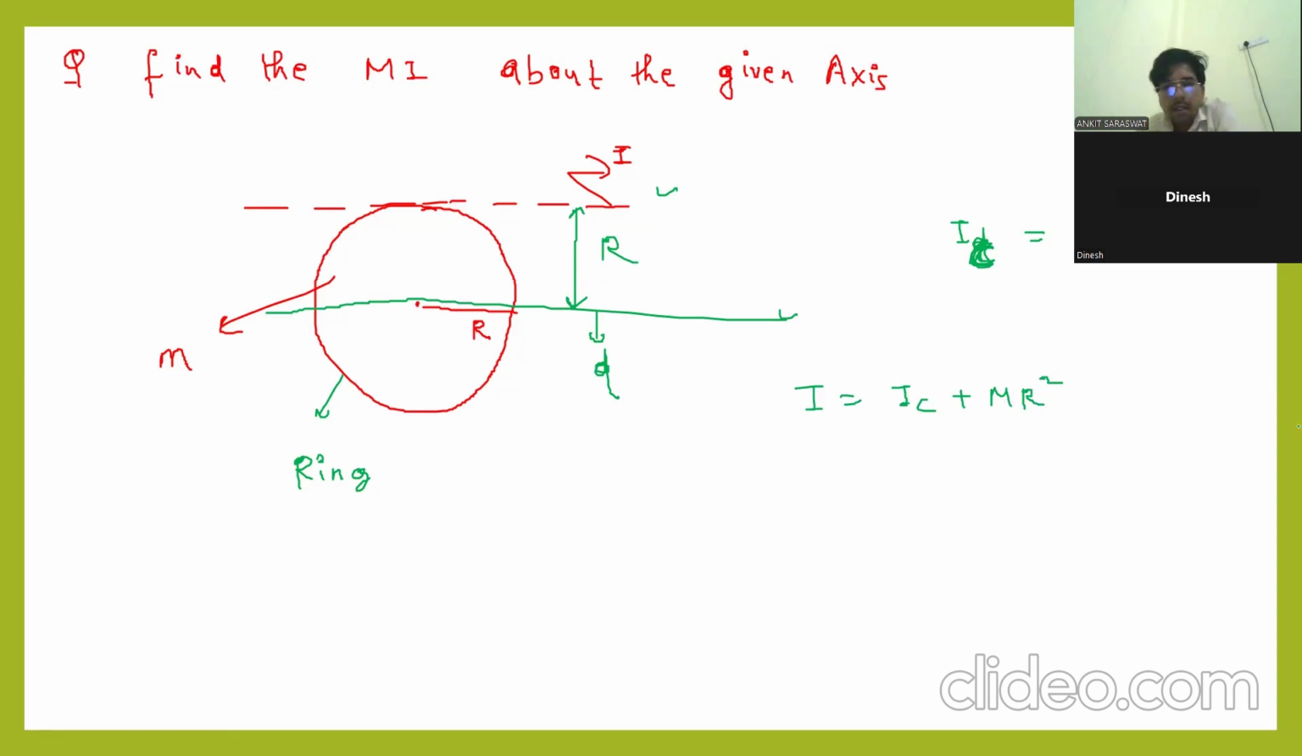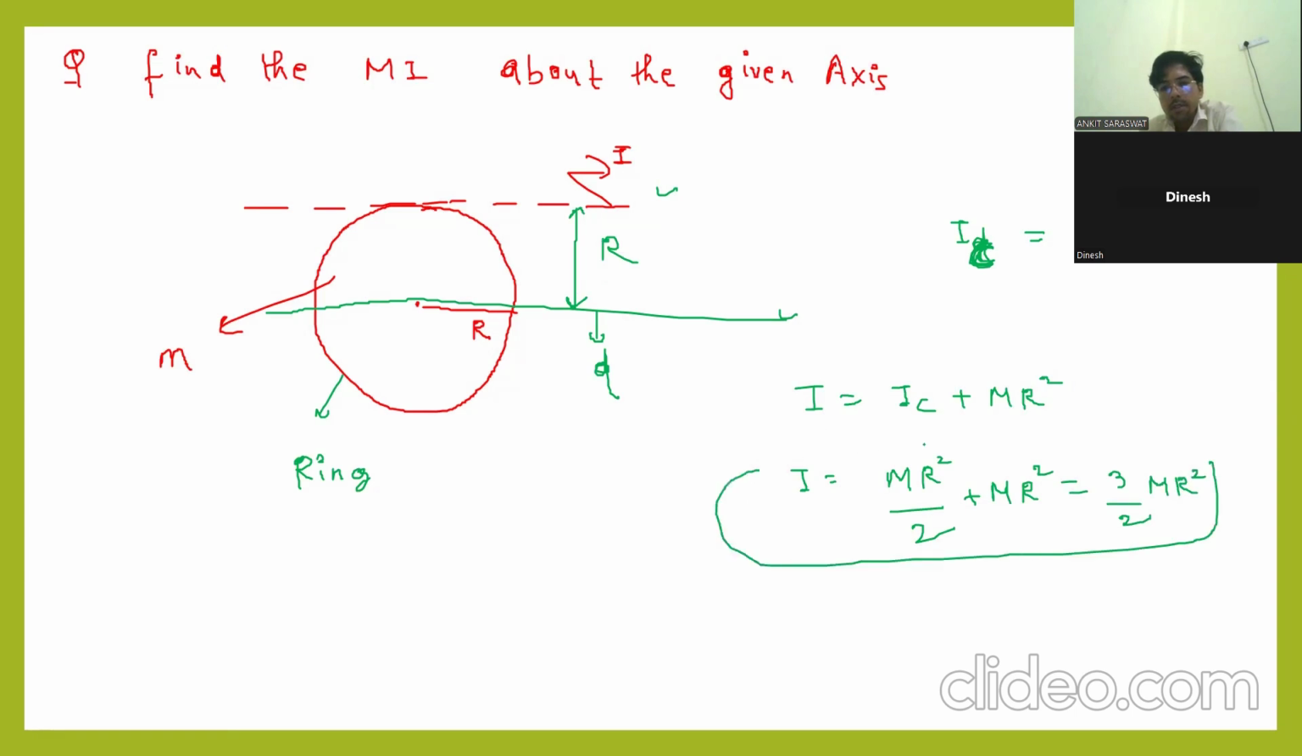So what is the answer? For a ring, about the diameter, it is MR square by 2. So the answer is 3 by 2 MR square. Is it okay? Got it?